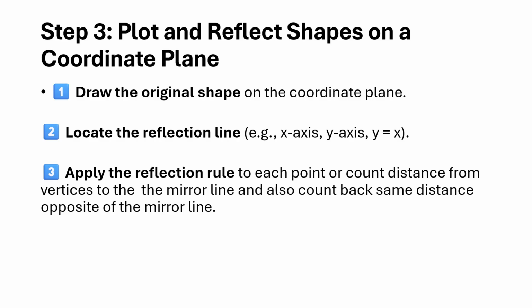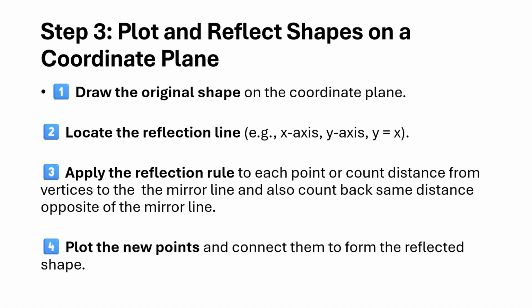Step 3. Apply the reflection rule to each point, or count the distance from the vertices to the mirror line, and also count back the same distance over the opposite side of the mirror line. Then you plot the new points and connect them to form the reflected shape.